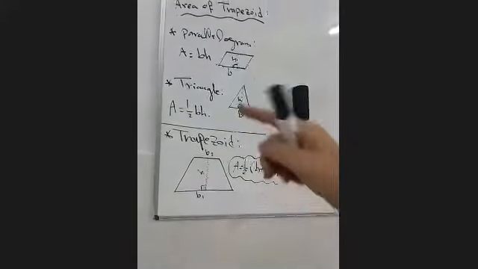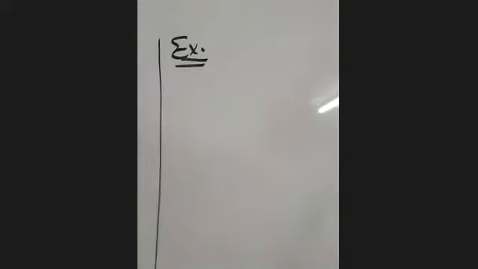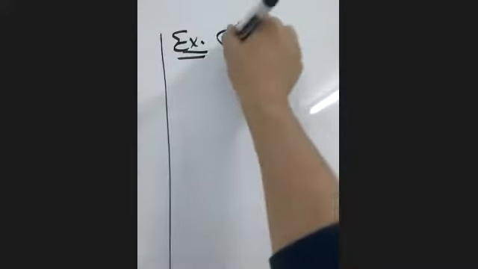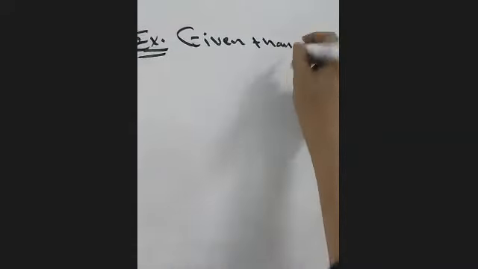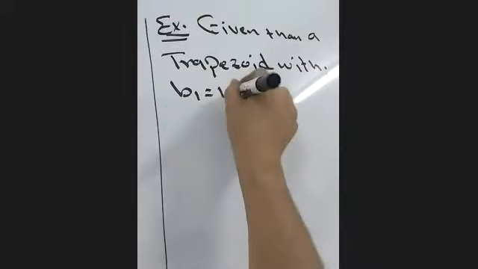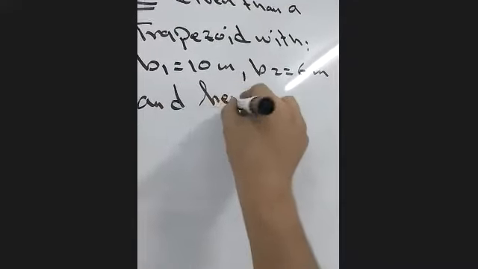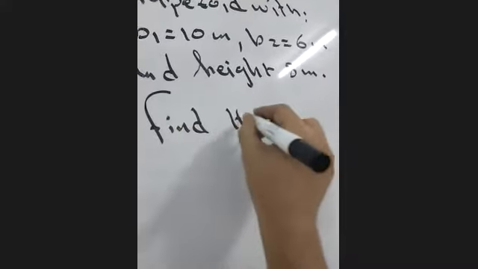Now you have three formulas. Formula for the parallelogram, for the triangle, and for the trapezoid. Let's take a quick example about how to find the area of a trapezoid. Example, given a trapezoid with base one 10 meters, base two 6 meters, and height 8 meters. Find its area.